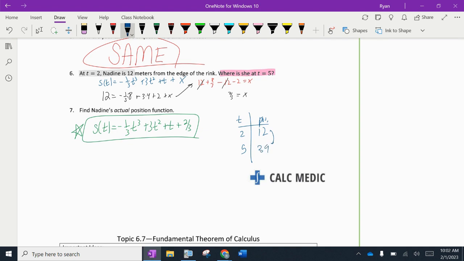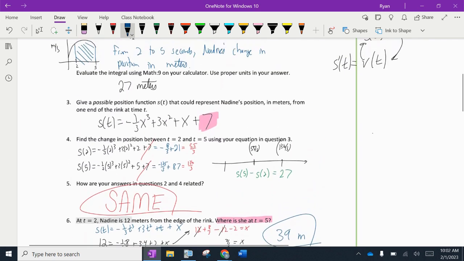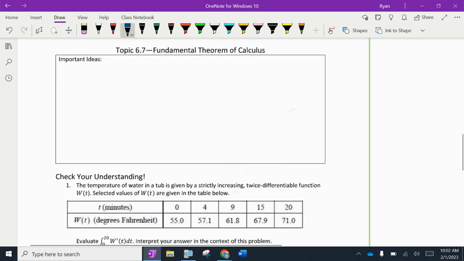Add 27 to that. So she should be at 39 meters from the edge of the rink. So either way, we should get that same answer. So again, there's this strong connection between the change in position and the integral. Go ahead and turn the page.